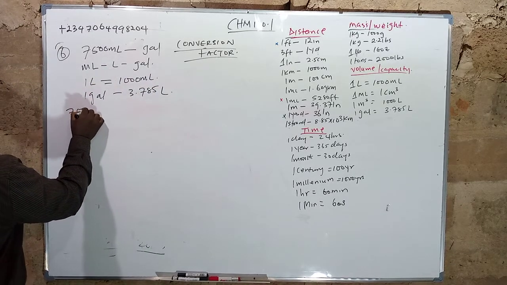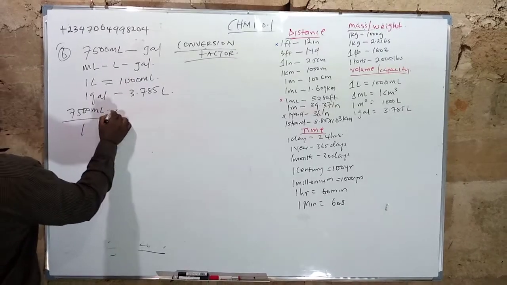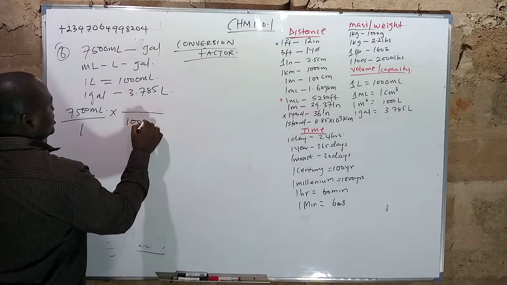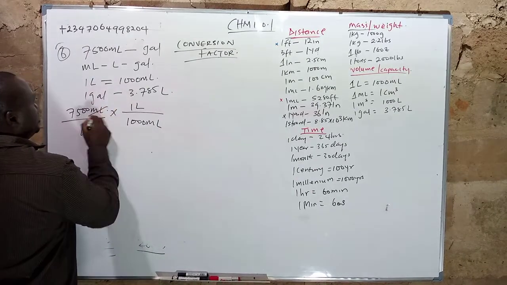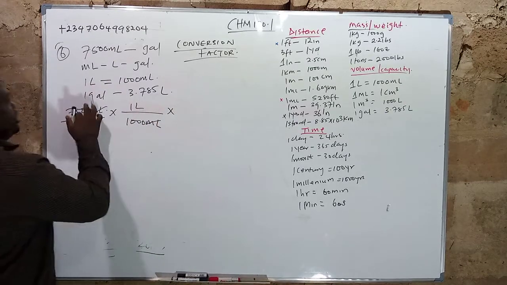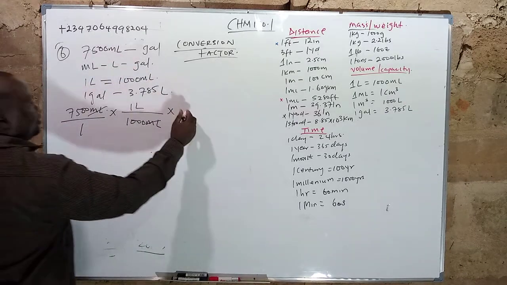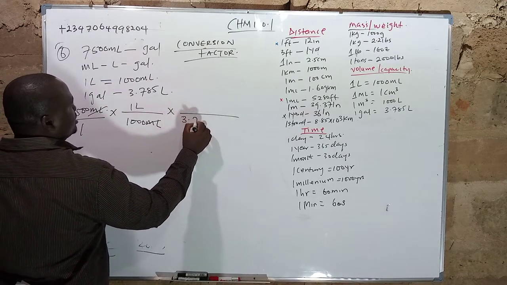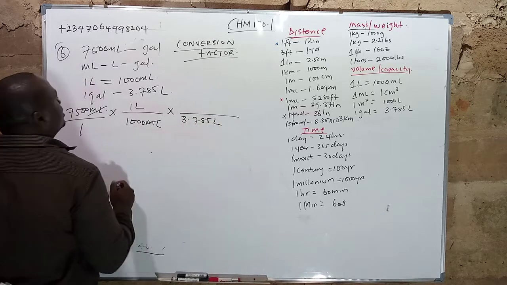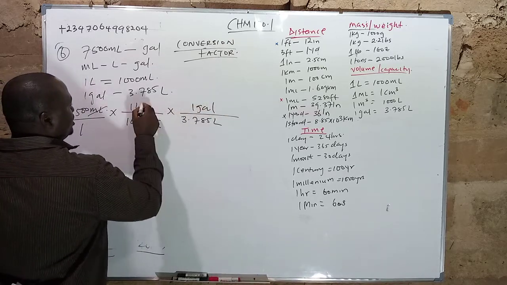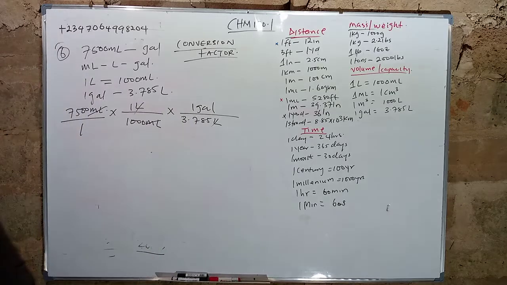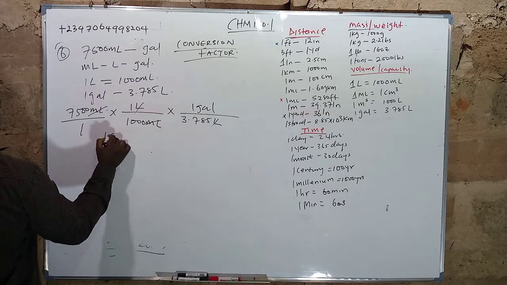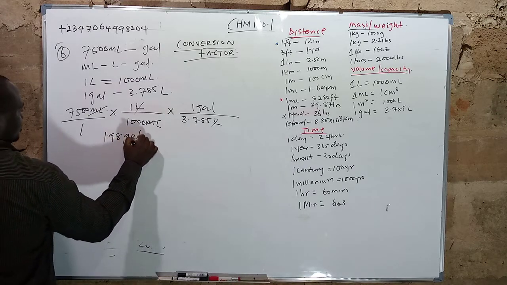So this is 750 milliliters divided by 1 times the conversion factor here is 1,000 milliliters, and here is 1 liter. So this will cancel this. So times, now I want to move from liters to gallon, right? So here we have 3.785 liters, and then here is 1 gallon. So this liter will cancel this liter. So punch everything in your calculator immediately. What you should get is 0.198 gallon.